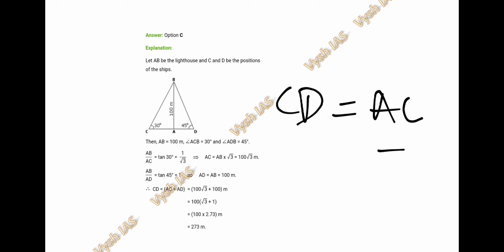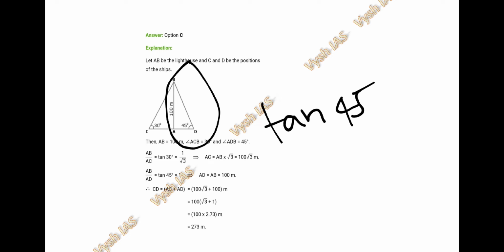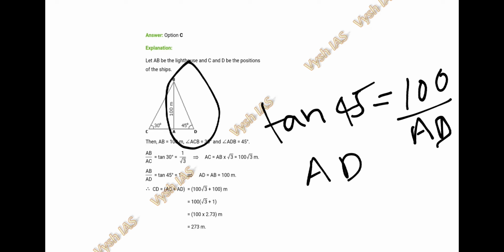Now we have to find the value of AD in order to find the total value of CD. CD is nothing but AC plus AD. We have already found the value of AC. So if we take tan 45 from the triangle ABD, the opposite is 100 and the adjacent value is AD. Tan 45 is 1, so AD is equal to 100.